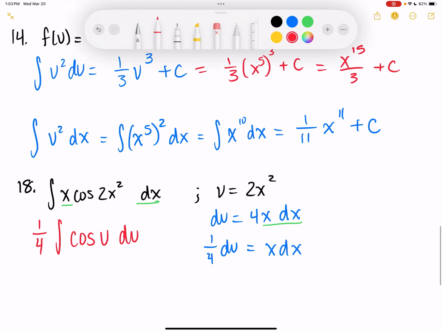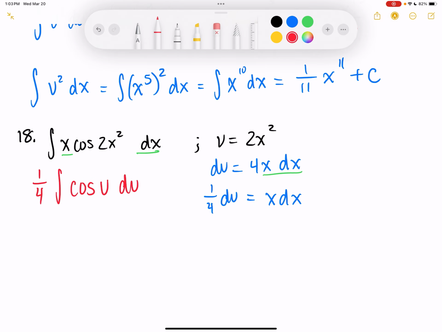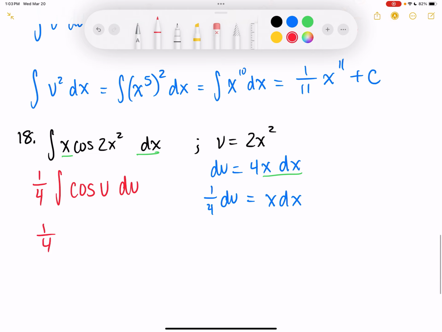Now, is this something you know how to take the antiderivative of? Yes. Okay, and what would it be? Yep, negative sign, so I'm going to put the negative out here on the 1/4. So negative 1/4 sine of u. Now it's important to remember that that's a u. What else do I need with an indefinite integral? Plus c.